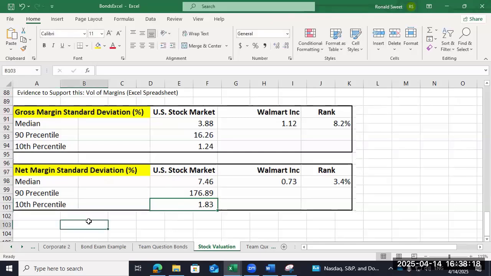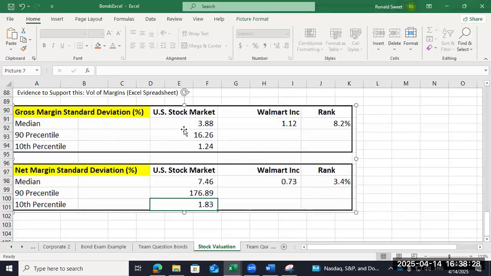So my theory is firms with high operating leverage, with high fixed costs, are going to have more volatile margins. And I would focus on the net margin. You could actually leave the gross margin out entirely if you wanted to. So the net margin for the S&P 500, the median standard deviation, not the median margin, but the median standard deviation is 7.46%. Walmart's is 0.73%. So they're a very, very, very stable firm, which supports that they have very low operating leverage. Firms with high fixed costs are going to see their margins more volatile. Why?